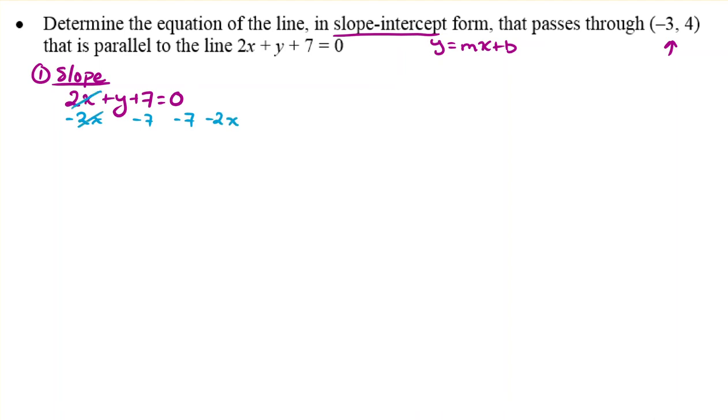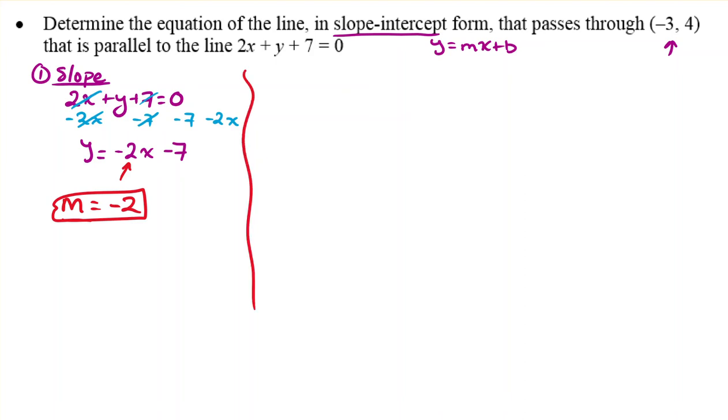So 2x and 2x, 7 and 7. And I'm going to get y equals negative 2x minus 7. So the slope of our line that we're looking for has to be parallel to negative 2. Well, what does that mean? It means our new slope is negative 2. Perfect. So our slope is negative 2.